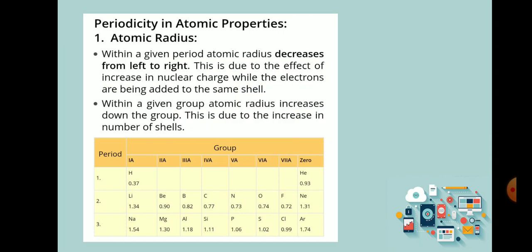Periodicity in atomic properties. First one, atomic radius. Within a given period, atomic radius decreases from left to right. This is due to the effect of increase in nuclear charge while the electrons are added to the same shell. Within a given group, atomic radius increases down the group. This is due to the increase in number of shells.